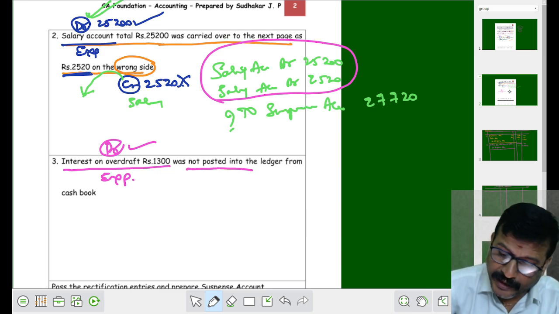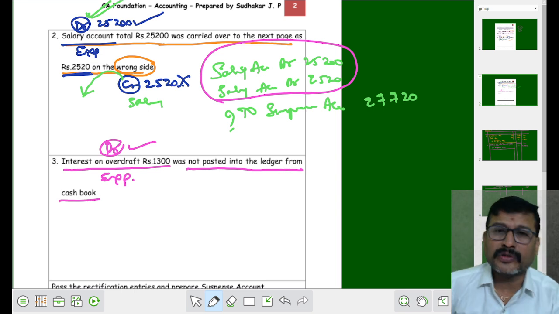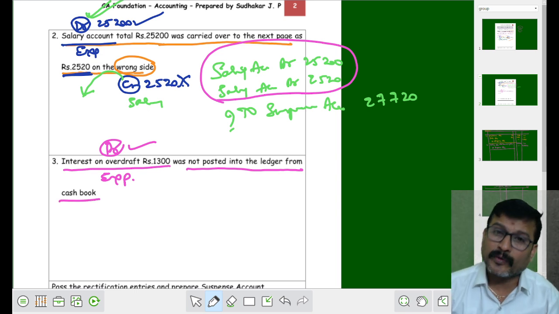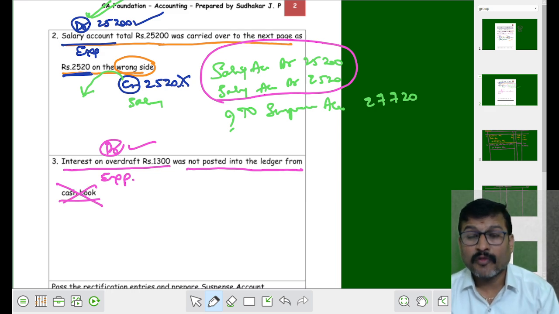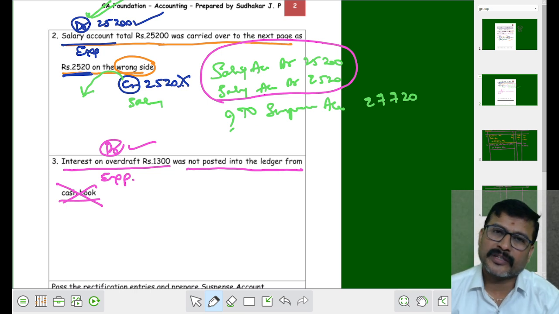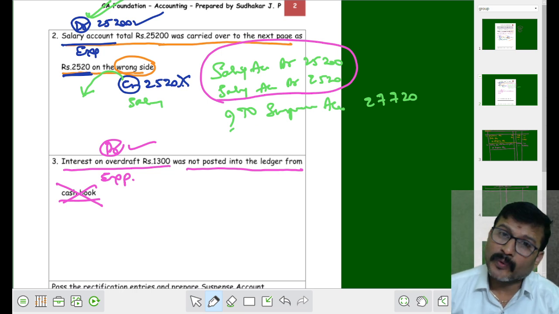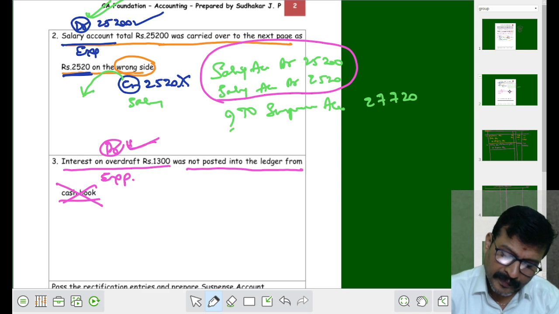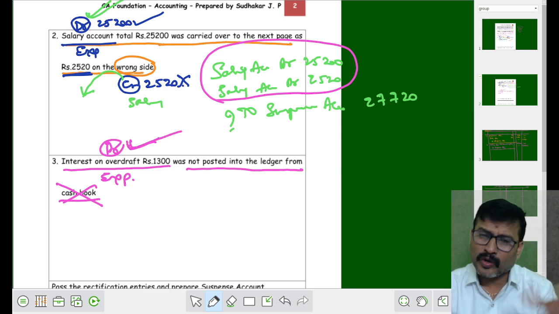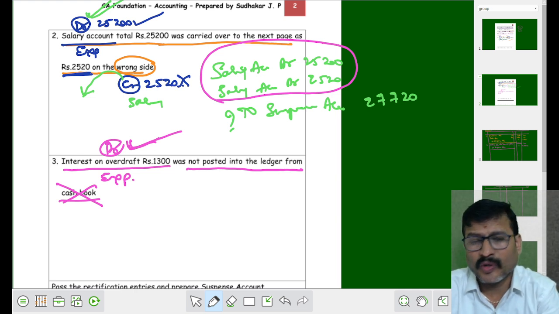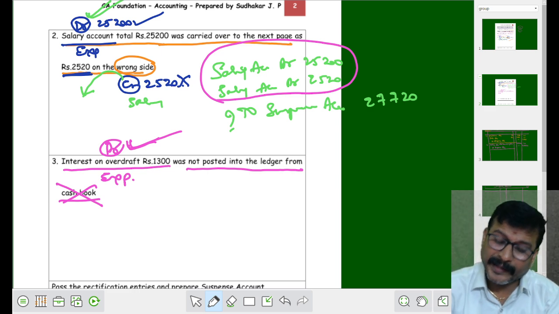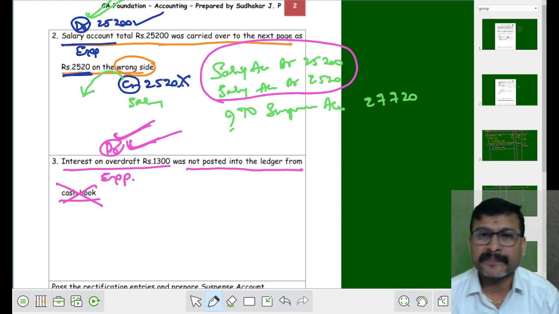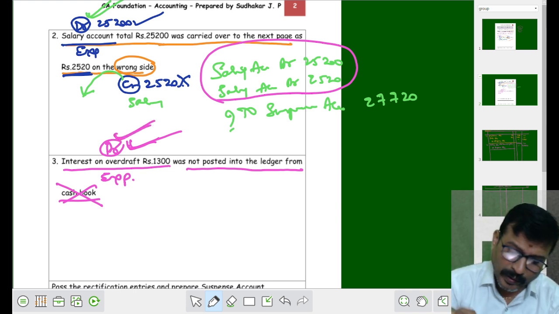Was not posted into ledger from the cash book. The entry was made in the cash book, but from the cash book it was not posted to the ledger. Then what to do? Take the correct in the same place. There is no wrong such thing as such. No wrong is committed as such. You have omitted. The omitting itself is a wrong thing. Then what to do? Keep the correct in the same place. No wrong for shifting. Then what about your entry?